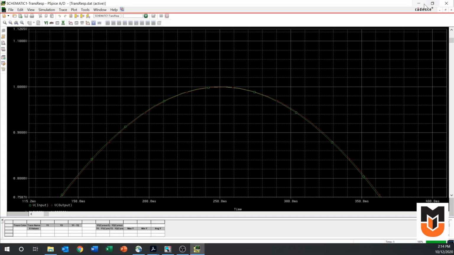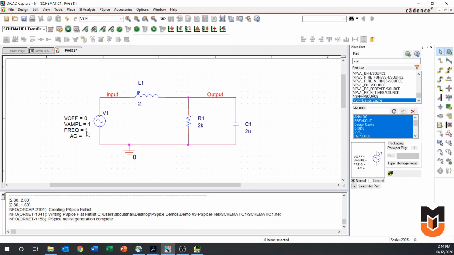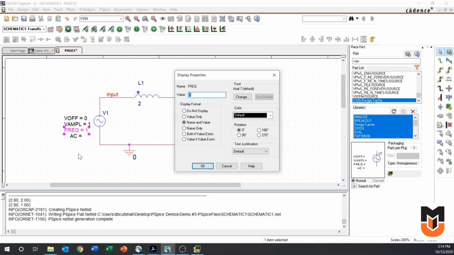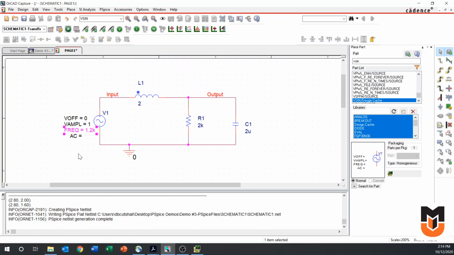Okay, so now let's adjust this frequency. And so we've seen what happens for a frequency that gets passed, but now let's see what happens for a frequency that's really large. So let's try 1.2K. And by large, I mean large relative to our corner frequency. So remember, we confirmed our corner frequency, another name for it is the 3 dB frequency, to be 118. So this value is over 10 times that.